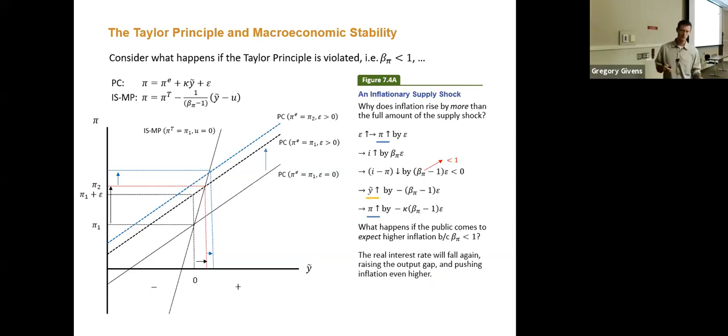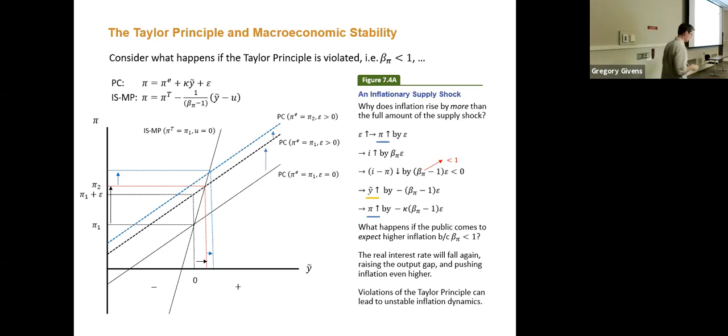What I would like to do now is, oh, I forgot, I've already mentioned this, right? The real interest rate is going to fall again, raising the output gap and pushing inflation even higher, right? So to sum up here, violations of the Taylor principle can lead to this kind of unstable inflation dynamics.